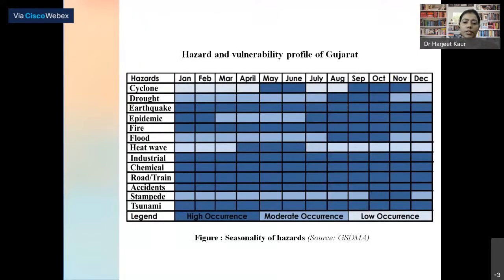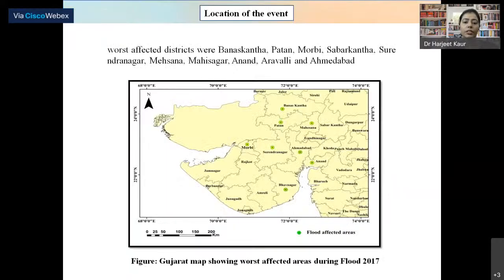This is the map, and you can see the table where I am showing the hazard and vulnerability profile of Gujarat. For the flood, the months of July to August have high occurrences, and from August to October for flood hazards. This is the seasonality of hazards. For the 2017 flood, the worst affected districts were Banaskantha, Patan, Morbi, Sabarkantha, Surendranagar, Mehsana, Aravali and also Ahmedabad. We prepared this map in the ArcGIS environment.